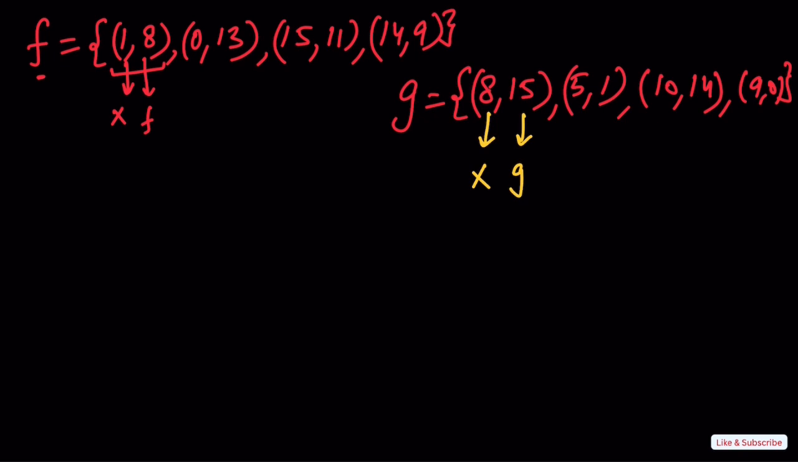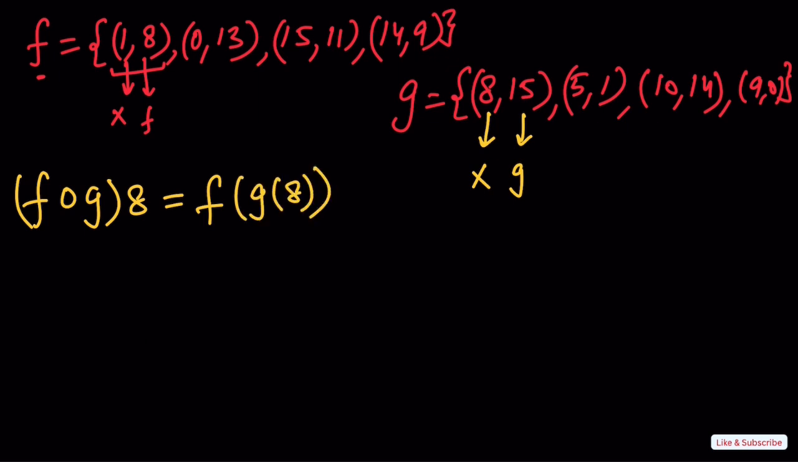Now we need to find over here the first part, f of g of 8. Now f of g of 8, I can write this as f of g of 8. Now we need to find the function g at the value of x being 8. So at the value of x being 8, the value of the function g is 15. I can write this as f of 15. Now what is f of 15? Now we need to go to function f and the value of x is 15. That's right here. The value of the function is 11. So I can write this as 11, which is the result for this part.